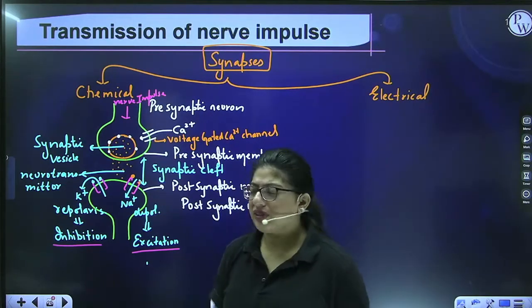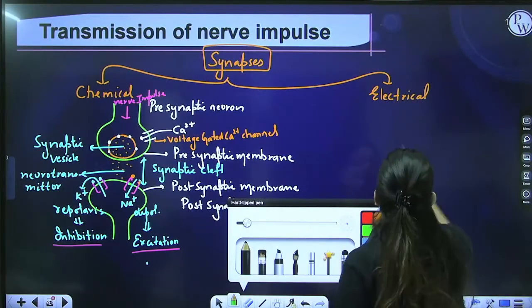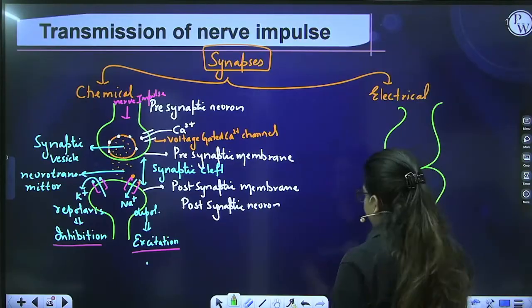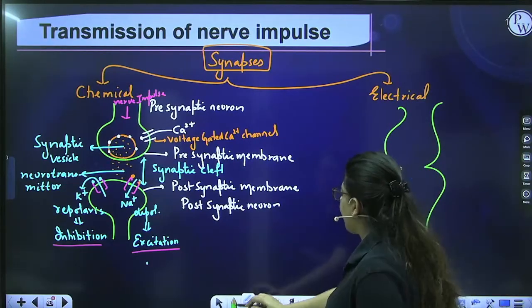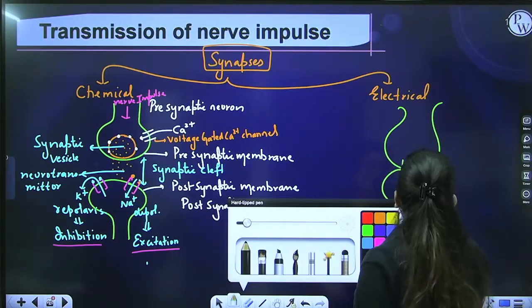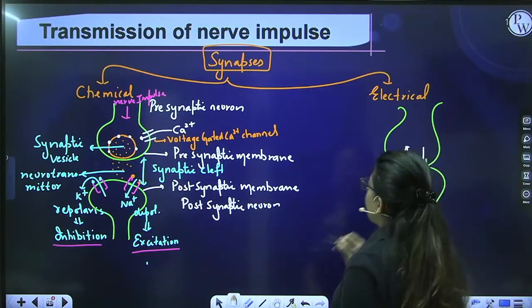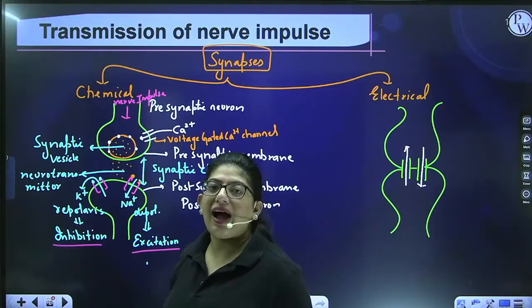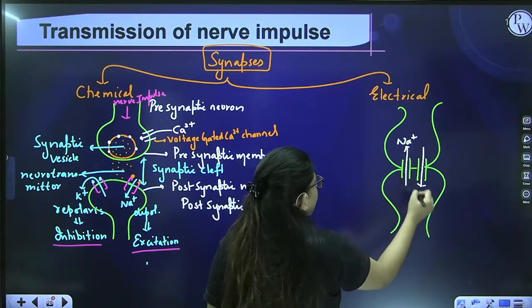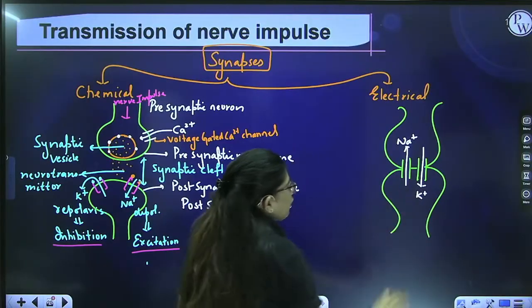What about the electrical synapse? In the electrical synapse, there are two neurons and both are attached to each other, and in between them are present gap junctions. What are present? Gap junction. These gap junctions can lead to bidirectional flow of ions, right? So from here, sodium ions or potassium ions can easily move in or outside.